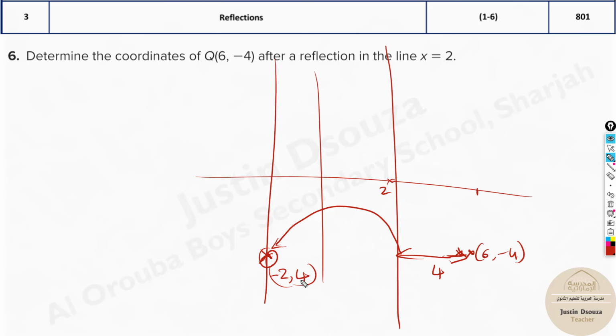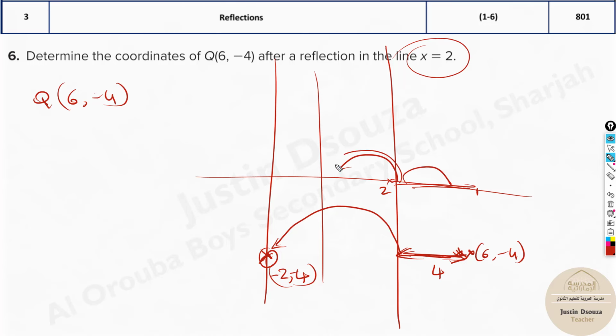How do we know that? -2, -4. Because here, this is the given point. It's a vertical line, so you need to plot it. Only then you'll understand. From the reflection line, that is 2, right? To the point, it is 4 units along the x-axis. X-axis 4 units. So here, we need to go the other way around.